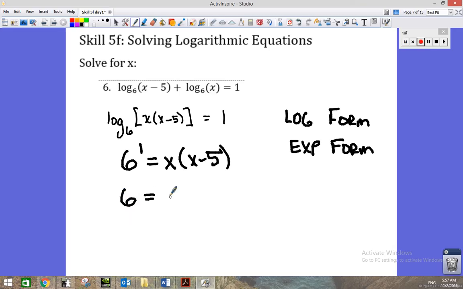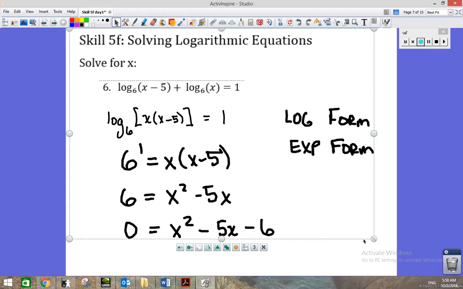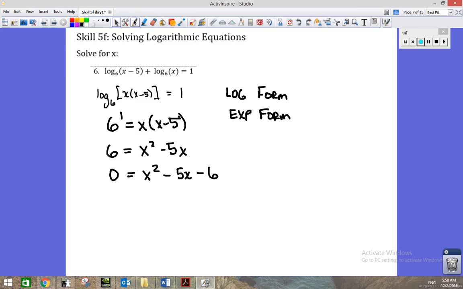So we've got 6 is equal to x squared minus 5x. We need it in standard form, so we need it set equal to 0. So I need to move the term to the other side so it changes sign. And this time I believe I can factor this. We've had previous problems where we had to use the quadratic formula. x minus 6 times x plus 1.